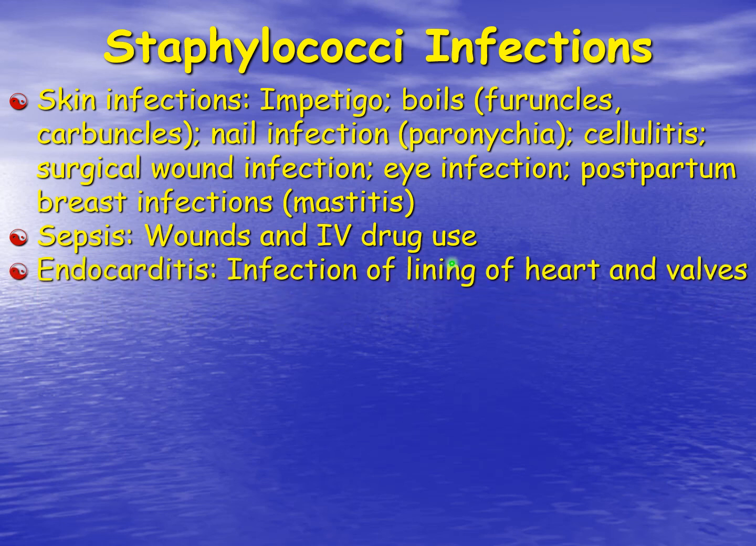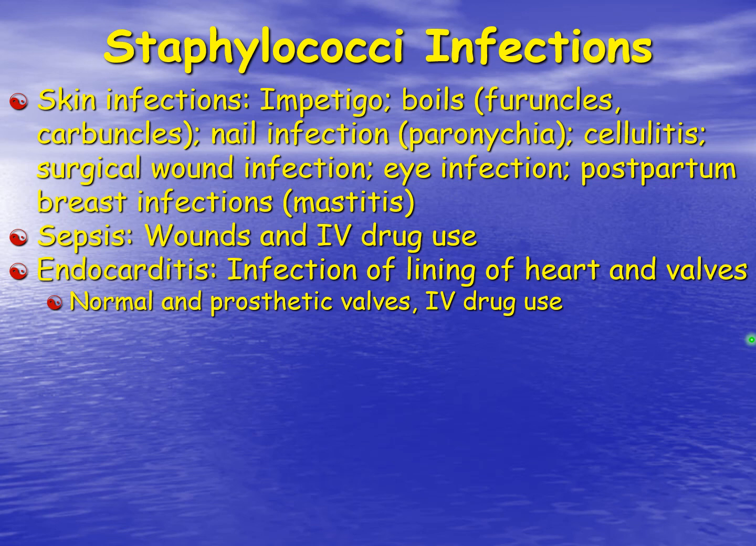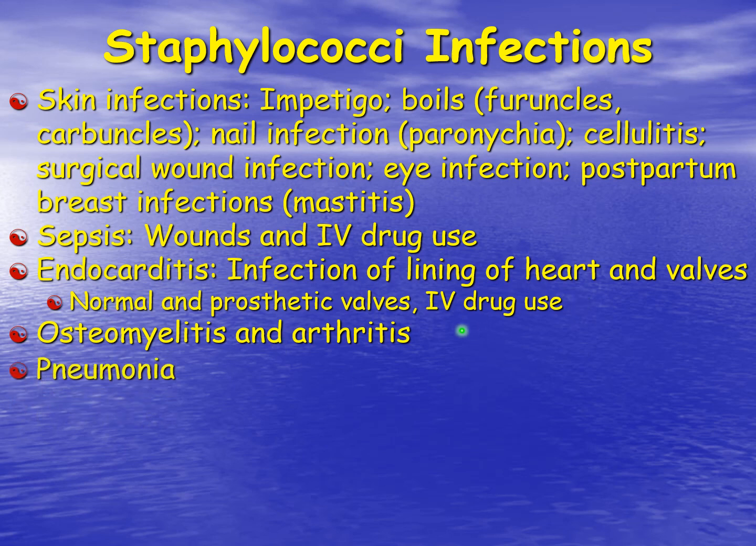Can result in endocarditis, causing an inflammation in the lining of the heart and the valves. And this can be because of normal or prosthetic valves that have been put in, or IV drug use where the Staphylococcus gets direct access through the bloodstream. Can result in osteomyelitis and arthritis, so infection in the bone and joints. Pneumonias can result in abscess formation.